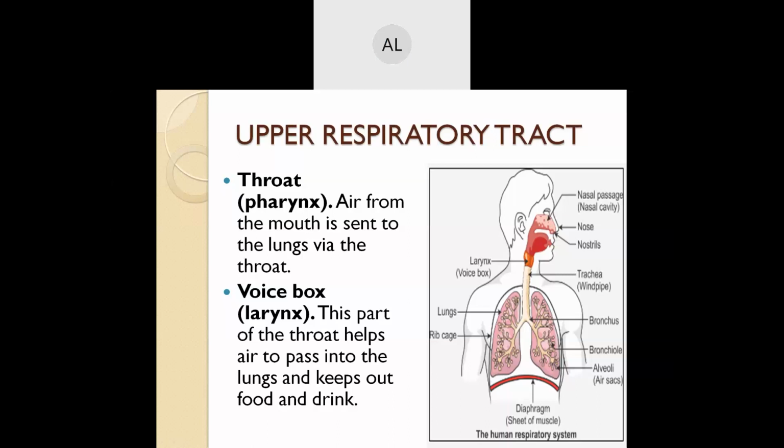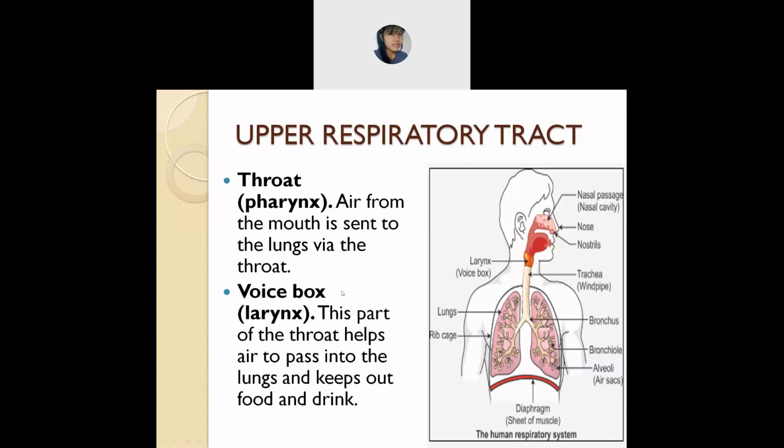Next is voice box, or else larynx. Ma'am, what is the difference between larynx and pharynx? Larynx and pharynx are both different things. Pharynx is the throat, and larynx is known as the voice box. The pharynx comes first, and after that the larynx.